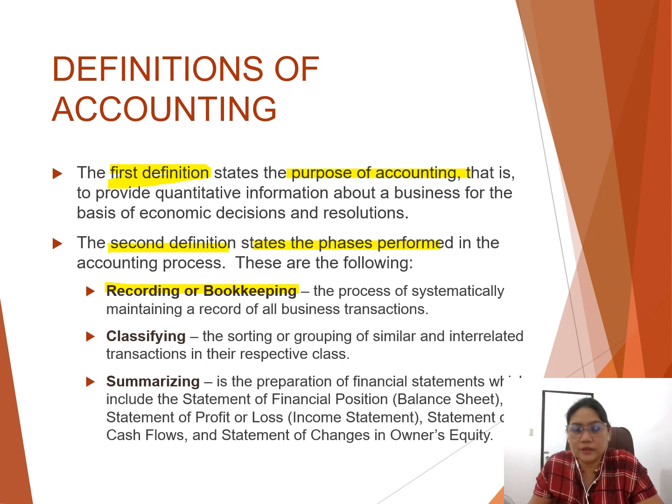The next phase is classifying. When we say classifying, it is the sorting or grouping of similar and interrelated transactions. For example, you have to classify each transaction that belongs to cash, okay, belongs to receivables. And then when we say cash and receivables, it belongs to what element? They belong to the element of assets.